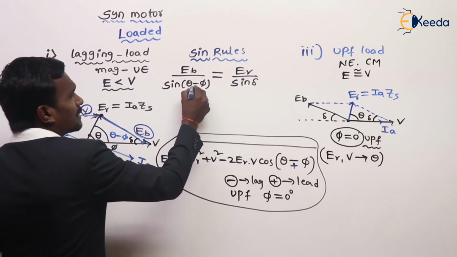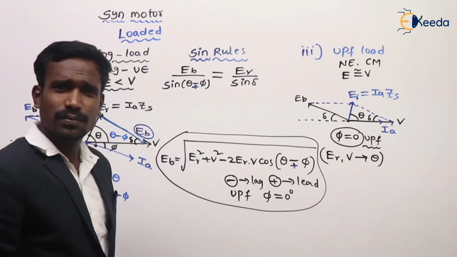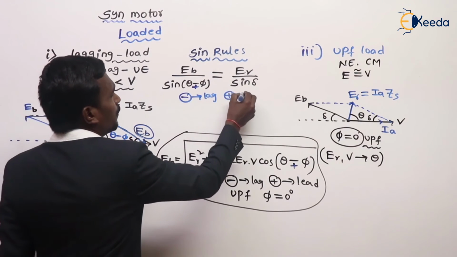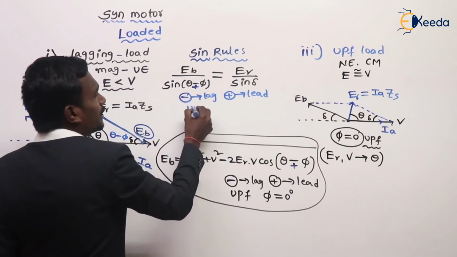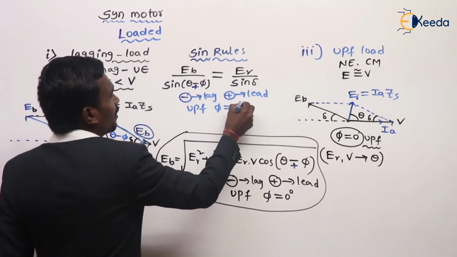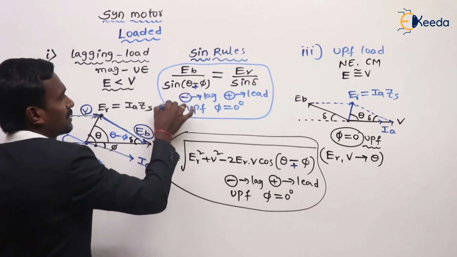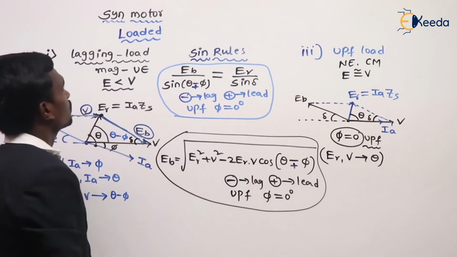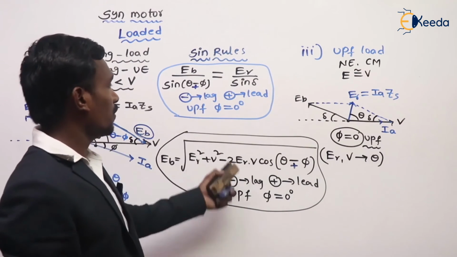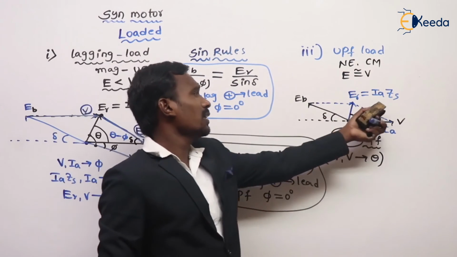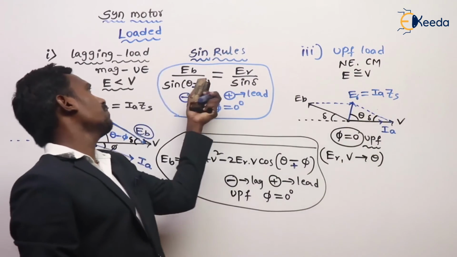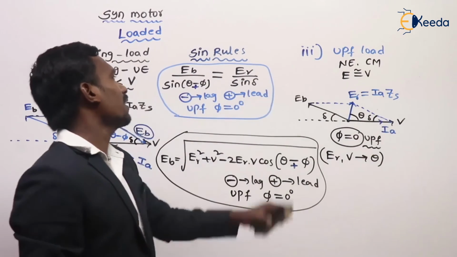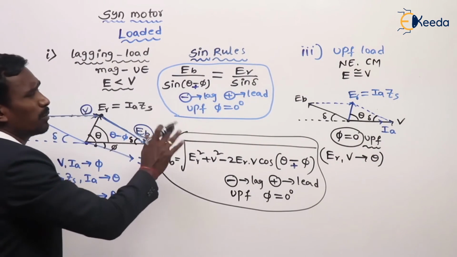For leading load, here it is plus. So minus for lagging and plus for leading, and for unity power factor, the power factor angle phi is equal to 0. Again, the formula is the same for lagging, leading and unity power factors. Synchronous motor at loaded condition. These are the formulas you should remember. This is EB upon sine theta, because phi is equal to 0, and ER upon sine delta. So these you have to remember.